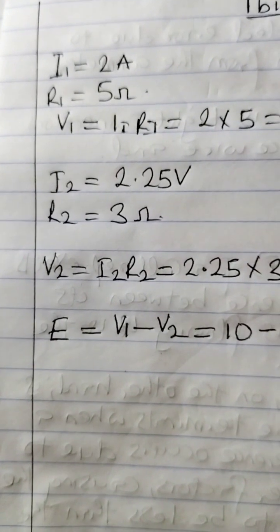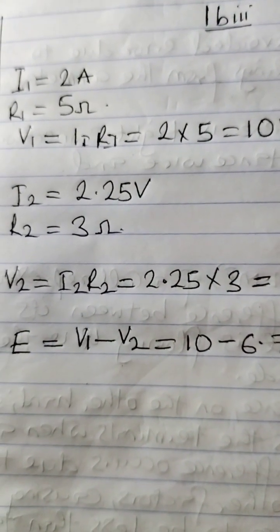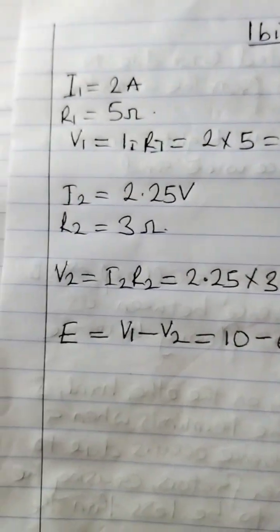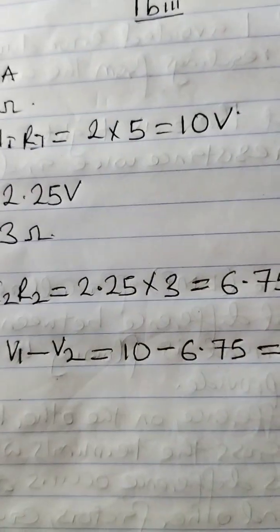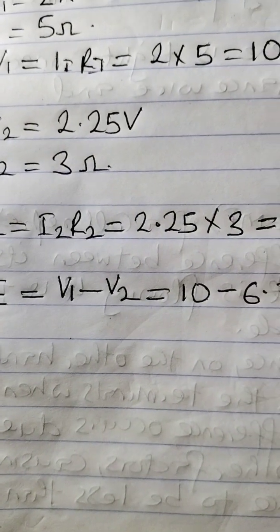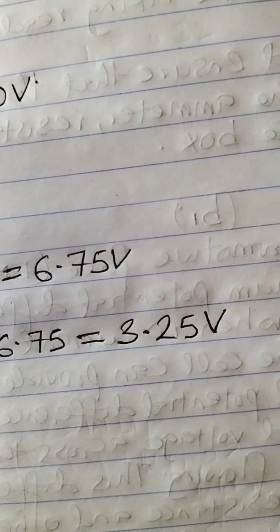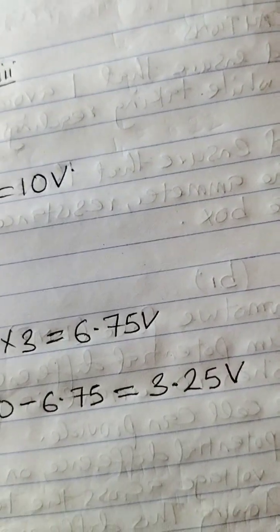So the EMF is now the difference between the two voltages. That is going to be E equal to V1 minus V2. V1 is 10 volts, V2 is 6.75 volts. So we'll come back and substitute 10 minus 6.75. That will give us 3.25 volts.